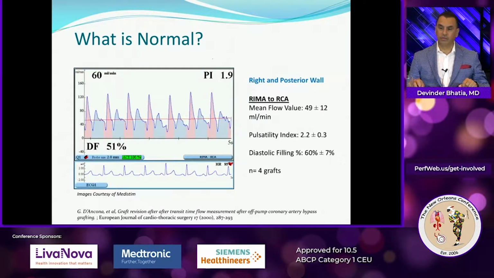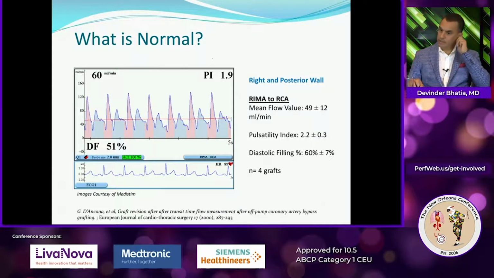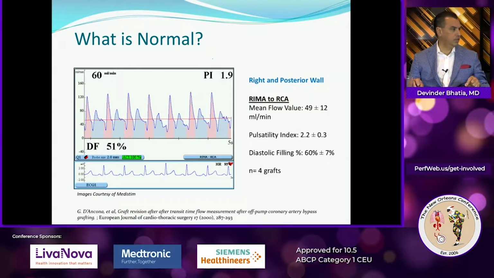Here's one of the right mammary to the right coronary artery. You have a nice flow of 60 milliliters per minute, pulsatility index 1.9, but notice how the diastolic filling, because of the pressure differences on the right side of the heart, is a little lower and acceptably lower. So you can see anywhere from 55 to 65% diastolic filling.